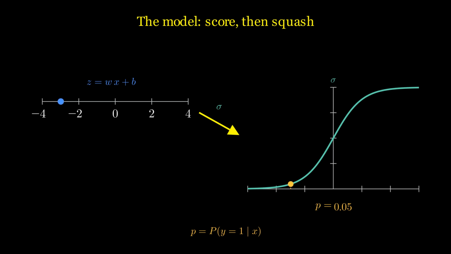As the score slides along the line, that probability rides smoothly up the S-curve. Big positive score, high probability. Big negative score, low probability. A score of 0, a coin flip.